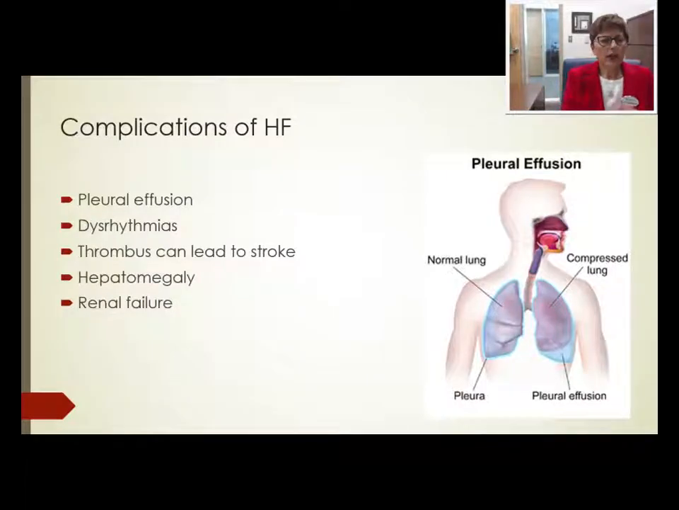So complications of heart failure can be pleural effusion, which I was just talking about, where fluid goes in the air sac and can compress that lung. It can cause dysrhythmia, so it can cause a fatal rhythm, which is VTAC, and can cause AFib. AFib is atrial fibrillation, where the top chambers of the heart are quivering.